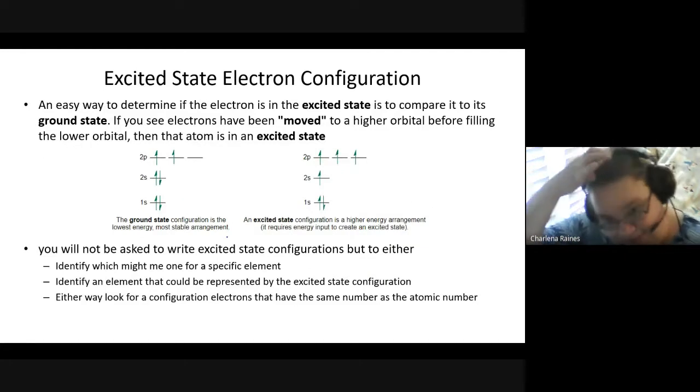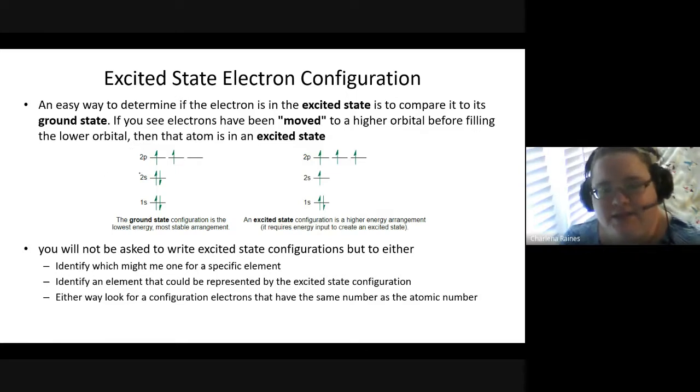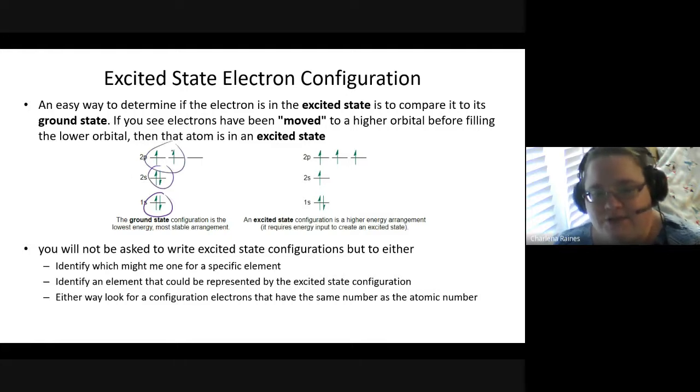So this is a graphic. I can see that this is one version of our arrow diagram. I like to draw boxes instead of lines, but it's basically telling me the same thing. I can see that this element has 6 electrons.